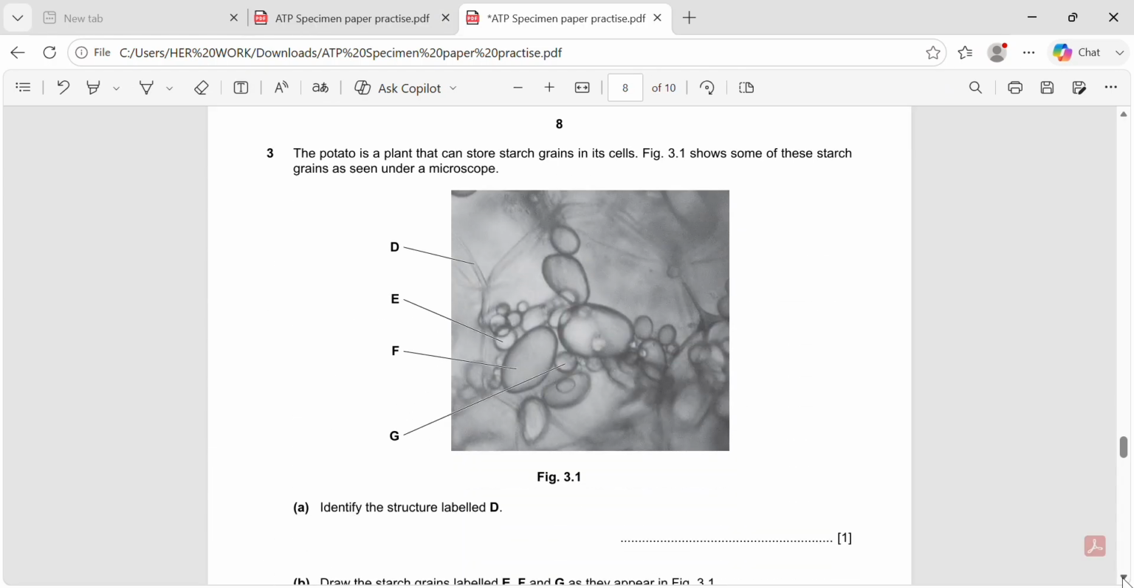Now let's look at the final question. It says, the potato is a plant that can store starch grains in its cells. Figure 3.1 shows some of these starch grains as seen under a microscope. The figure shows several starch grains inside potato cells, labeled D, E, F, and G. The first question asks, identify the structure labeled D. If you look carefully at the figure, label D points to the outer boundary of the cell, which is the cell wall. So the answer we write is, cell wall.